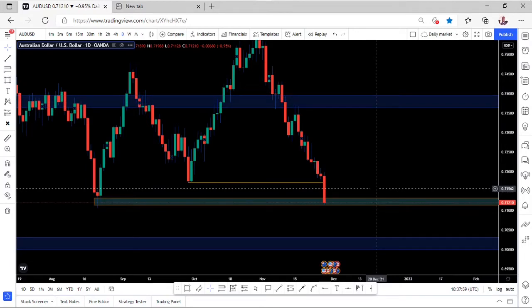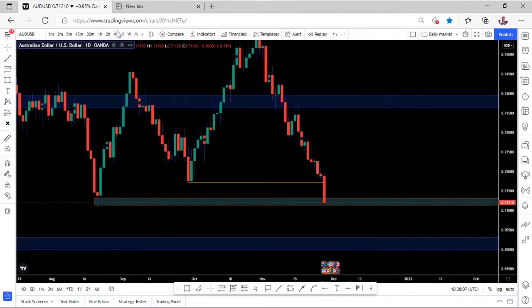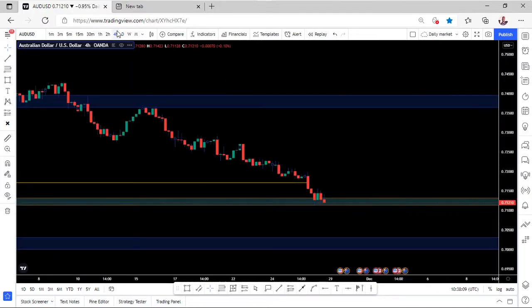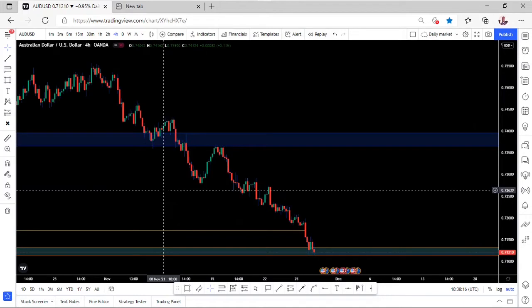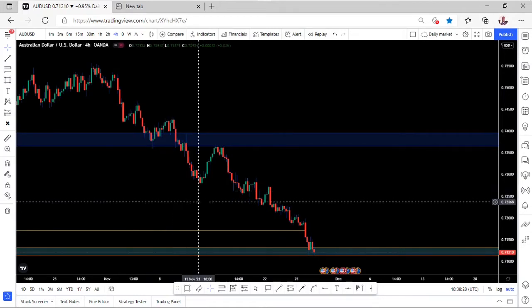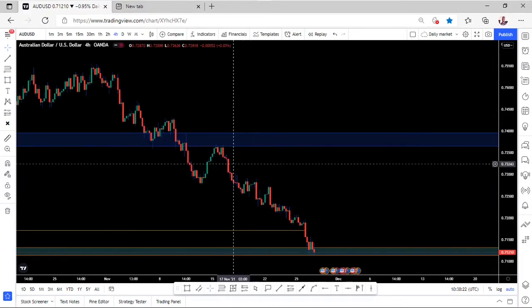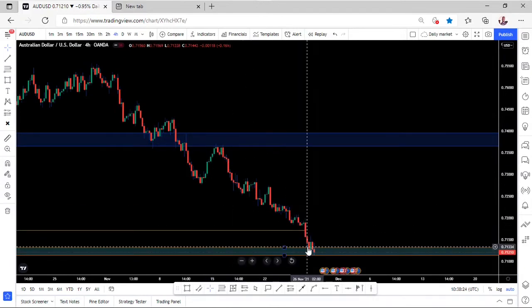Now what we're going to be looking at is going down to the 4 hours. Now I want to identify what the market is doing in terms of structure. We can see that the market is making lower lows and lower highs. This is to tell you that the market is currently on a strong down trend.